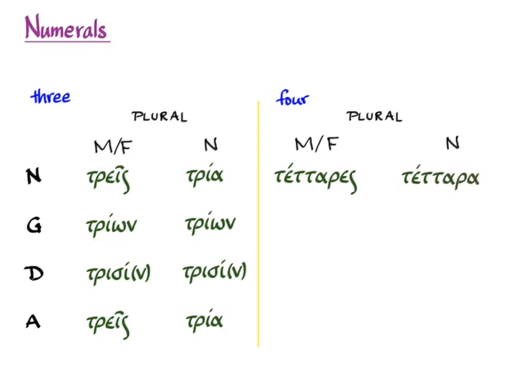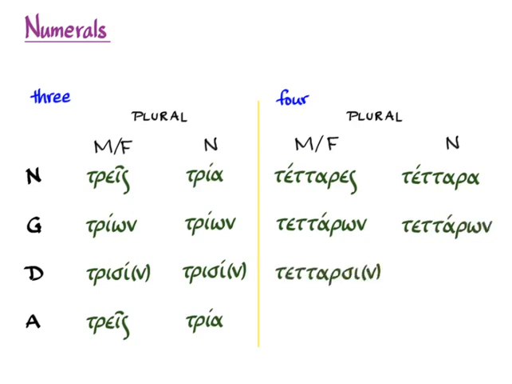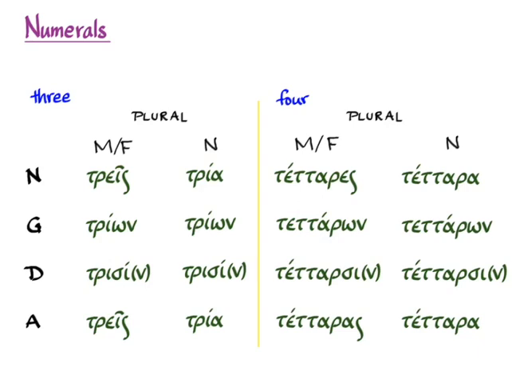Tetares, tetera, and this is what you would see in non-Attic dialects as tesseres and tessera. That double tau is really typical of Attic Greek. And so if you know words in English that start with tessera, it comes from this word for 4. Let's go on to the genitive, and we get tetaron, tetaron, tetarsi, tetarsi, again with new movables, and tetaras, tetera. I think I should have said nu movable.